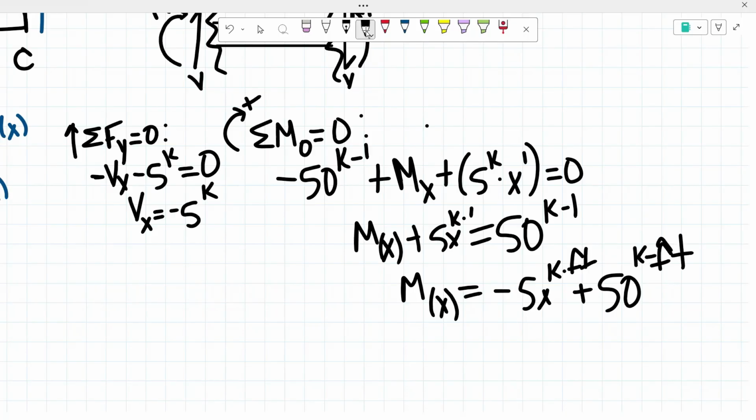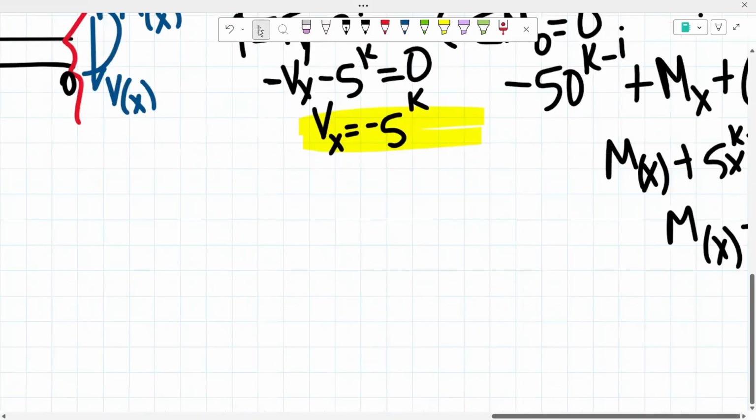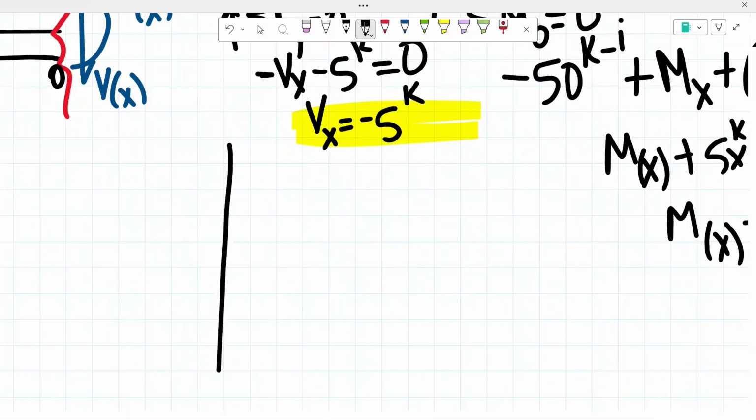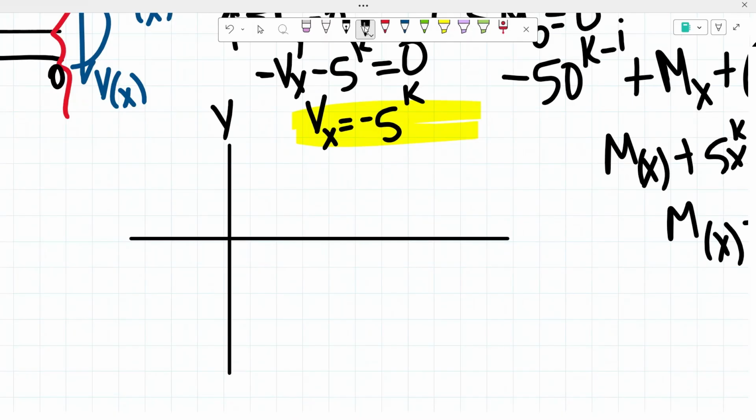So now that we found our shear and moment, we can now draw that diagram. So we're going to use these things that we found to draw out our shear and moment diagram. So we're going to start off with our shear. As you can see, shear is equal to negative 5 kips. So if we were to draw that diagram, we have our y-axis right here. We have this x-axis right here.